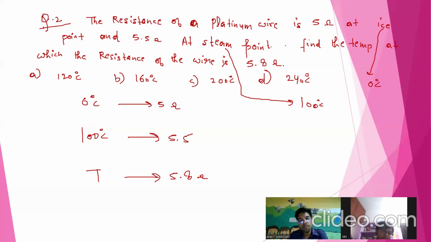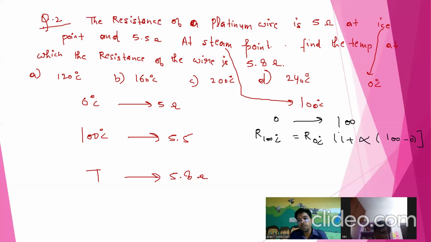So first of all, we will go from 0 to 100. Always we will take the reference. Reference is 0 degrees Celsius. From there, I will increase the temperature by 100 degrees Celsius. So apply the formula first. Resistance at 100 degrees Celsius equals resistance at 0 degrees Celsius times (1 plus alpha delta T), where delta T is 100 minus 0. Resistance at 100 degrees Celsius is 5.5, R_0 is 5, so 1 plus 100 alpha.